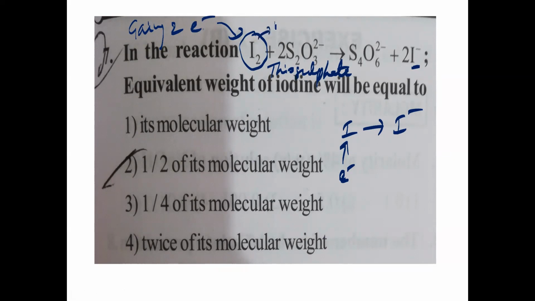Now total number of electrons gained by one molecule, how much? 2. Therefore, n factor of iodine is 2. Why is n factor 2 here? One molecule of iodine is gaining how many electrons totally? 2 electrons, because each iodine atom gains 1 electron. 2 iodine atoms gain 2 electrons. Therefore, n factor of iodine molecule should be taken as 2. When n factor is 2, gram equivalent weight is equal to gram molecular weight by n factor, so molecular weight by 2. So half of its molecular weight we have taken. Gram equivalent weight is gram molecular weight by n factor, 2 for iodine. So like this we take.